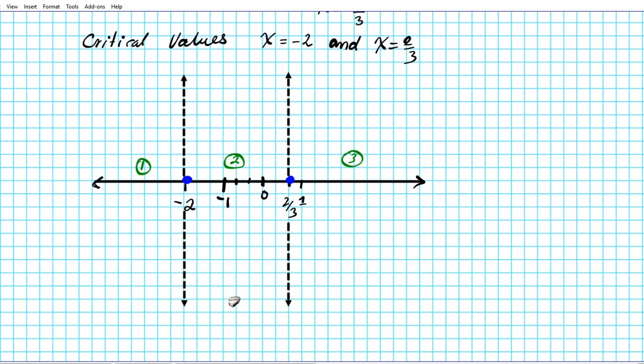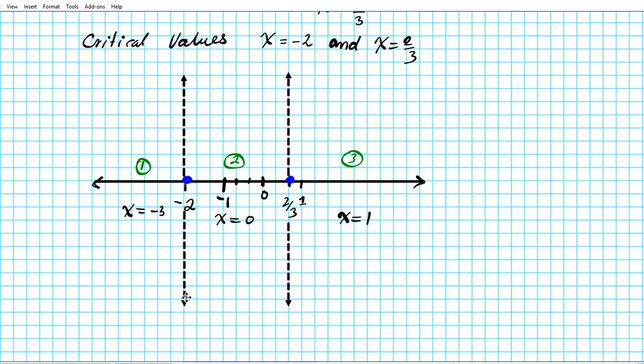Now we're going to pick test candidates that we use to ascertain which interval satisfies the original inequality. To the left of negative 2, I can pick any number. I will select x equals negative 3. For the sake of simplicity, in interval 2, I will pick x equals 0. In interval 3, I will select x equals 1. Okay, now we have our interval set up.